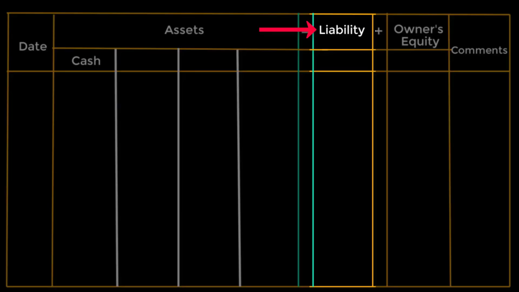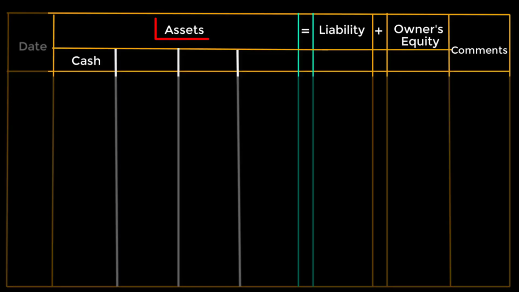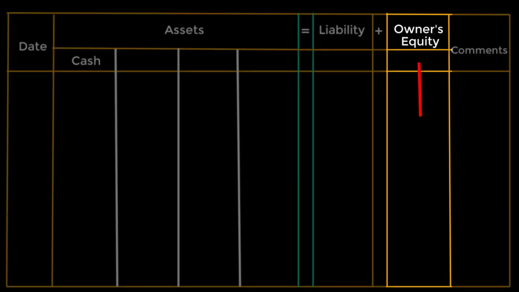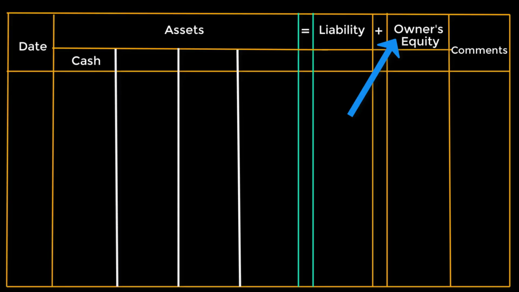This row is for liability and this is the column of these liabilities. According to the stem, the number of columns of these liabilities can be more. Here we will write this plus sign, as we know that assets equals liability plus owner's equity. This column is for owner's equity. In this column we will write comments. Note that for every transaction we don't need to write comments. We will write the comments only on those transactions that are related to owner's equity.